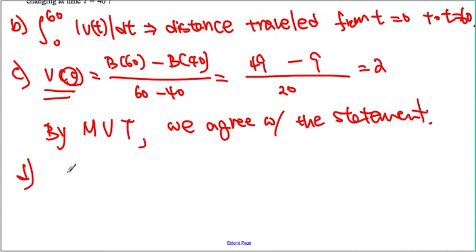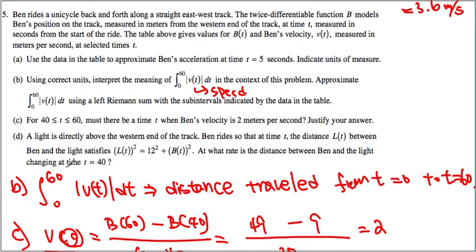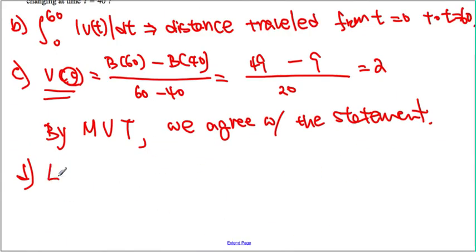Alright, let's look at part D. A light is directly above the western end of the track. Band rises so that at time t the distance L of t is the distance here between band and the light satisfies this condition. At what rate is the distance between band and the light, meaning the L, changing at time t equals 40? So here we are looking at L prime of 40.